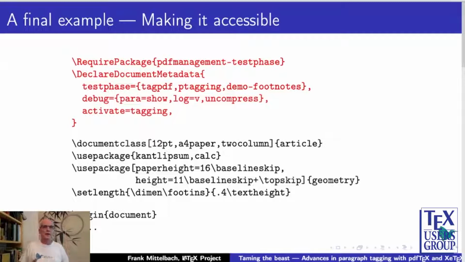For example, the line para=show adds red little numbers at the start and end of the paragraphs, like the way I showed it earlier. Certainly this is something you wouldn't do in normal documents. Uncompress just means that the PDF is not compressed, so that we can easily look into what kind of structures are produced inside the PDF document. Something, again, you wouldn't want to do in a real production setting.